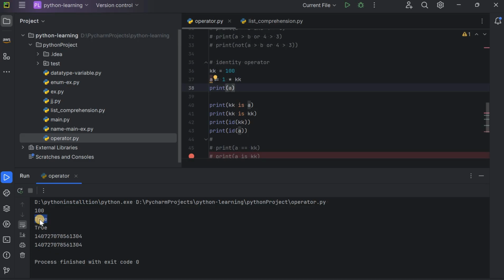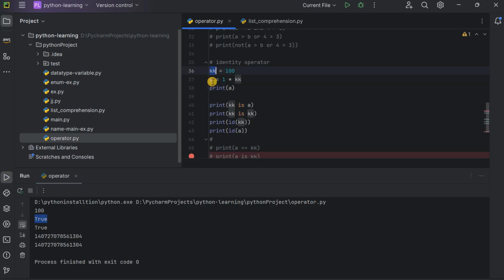kk is A is actually comparing the memory address. Is and double equal to, that is the main difference. Double equal to compares the value, and is only compares the memory address. So that is the main difference.